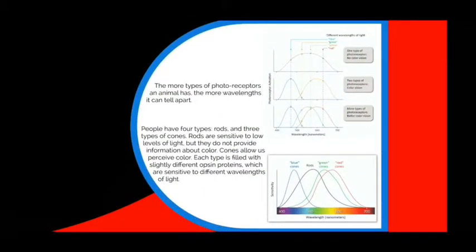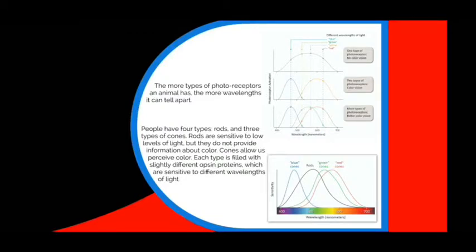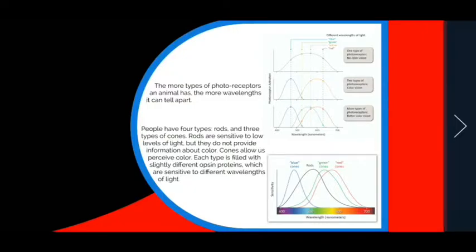The more types of photoreceptors an animal has, the more wavelengths it can tell apart. People have four types: rods and three types of cones. The rods are sensitive to low levels of light, but they do not provide information about color. Cones allow us to perceive color. Each type is filled with slightly different opsin proteins, which are sensitive to different wavelengths of light.